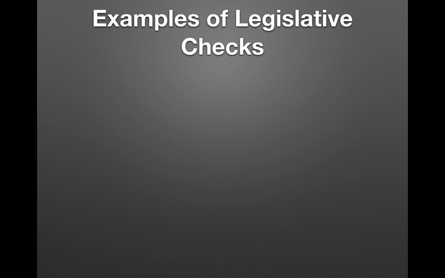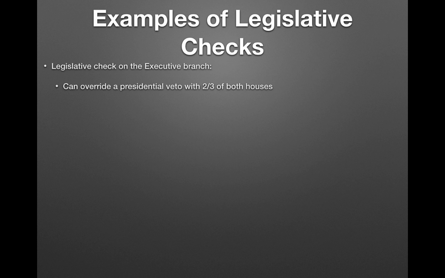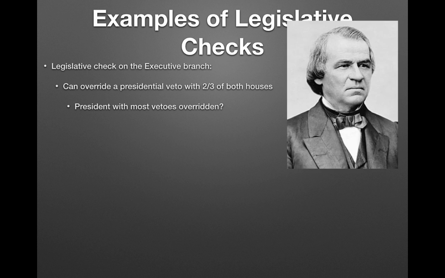So let's take a look at an example of legislative checks. Very important to know this. You can see multiple choice questions on this stuff. So a legislative check on the executive branch, well, Congress can override a presidential veto with 2/3 of both houses. So who is, a little trivia question for you, the president with the most vetoes overridden from Reconstruction right after the Civil War? Yeah, you know him, Andrew Johnson, Lincoln's vice president.